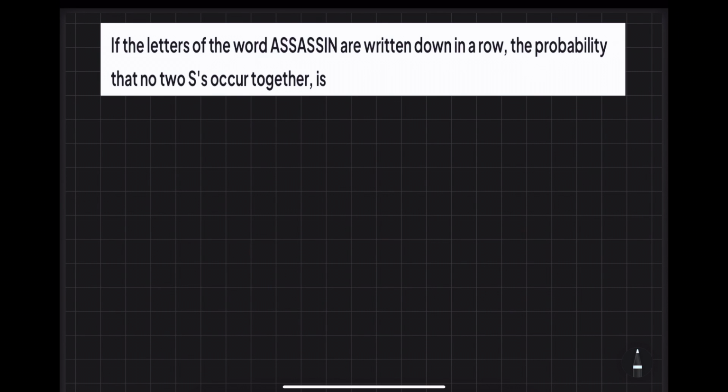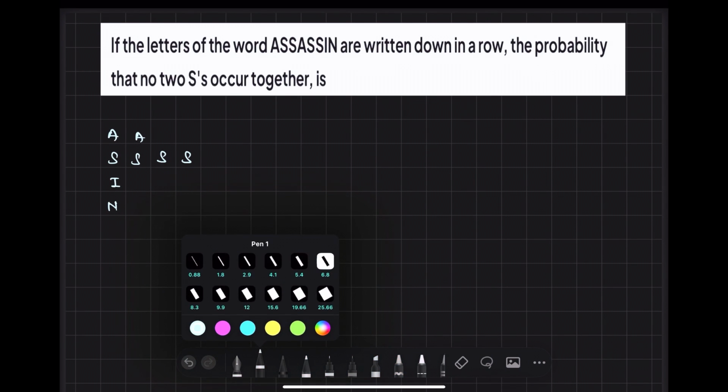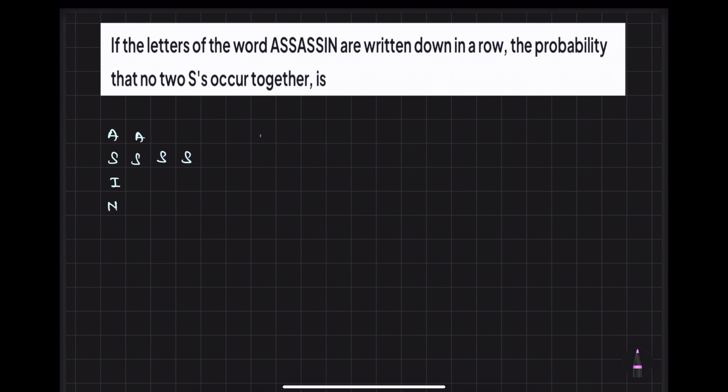So first we will count the letters. So we have A, S, S, A, S, S, I, N. So these are the letters which we are having. Now let's write down the final probability. So the required probability.